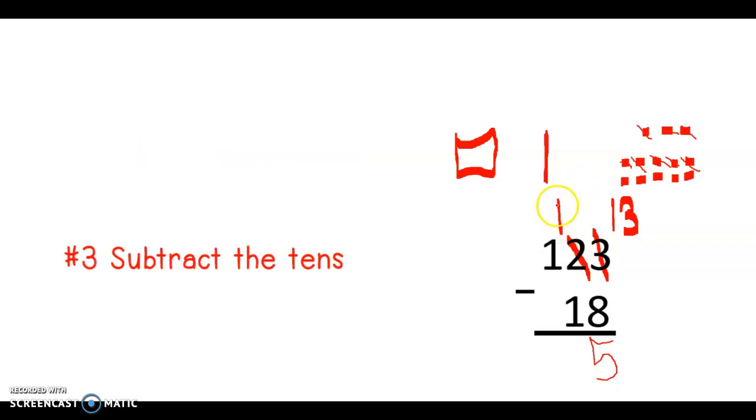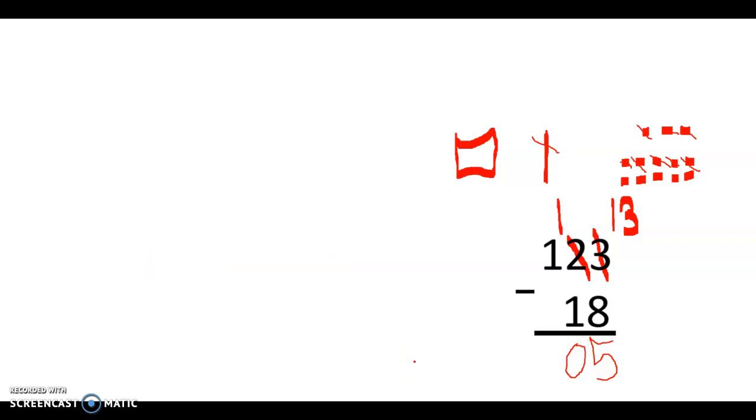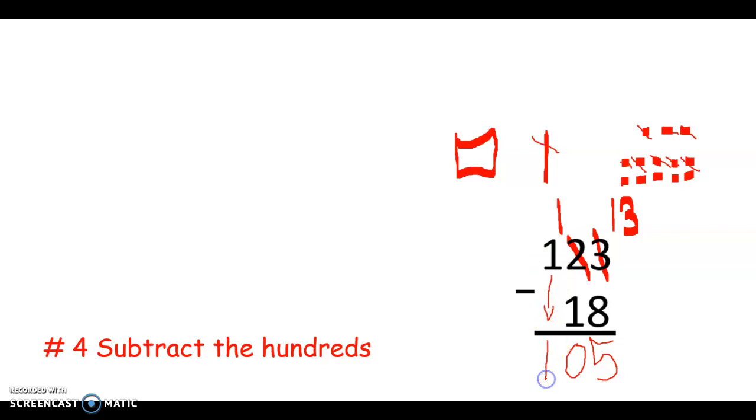So now I am ready to subtract my tens. I had 1 ten left over here, and I am subtracting 1 ten. Well, if I cross it out, 1 minus 1 is 0. I don't have any more tens. And now I subtract my hundreds. Well, I have a 100 up here, and I don't have any hundreds in the number 18, so my 100 is just going to come down, and I have 105.